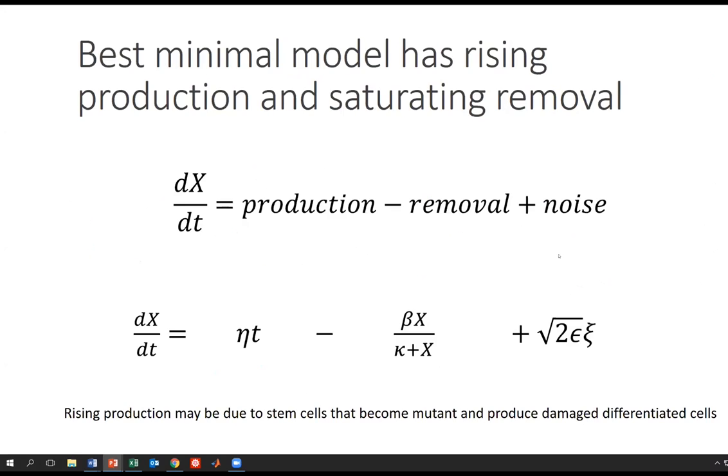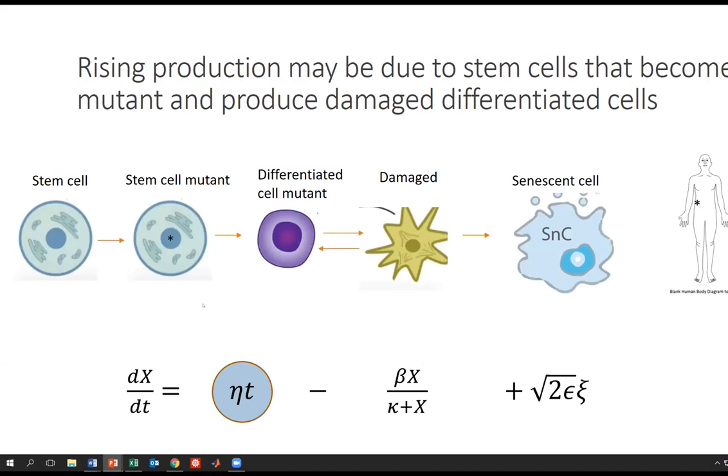And so with age, we have here, let's say, a mutant stem cell in a column of senescent cells. Then here, then here, then here, then here, then here. And our body becomes full of these senescent cells. And that's why we have this rising production rate with time.